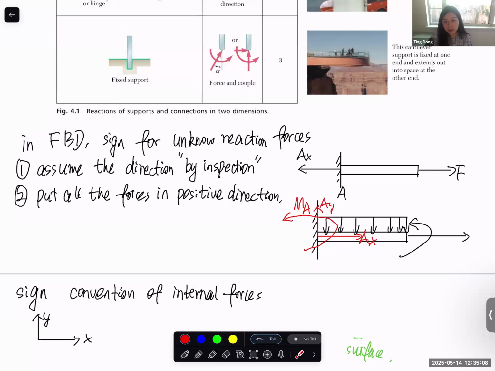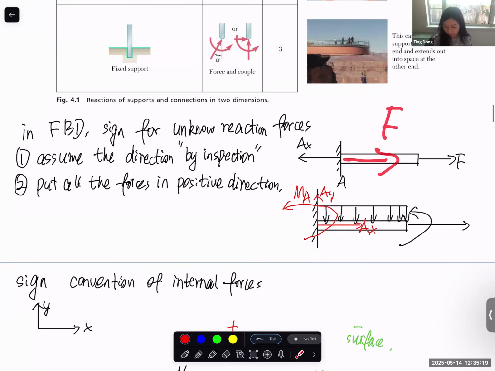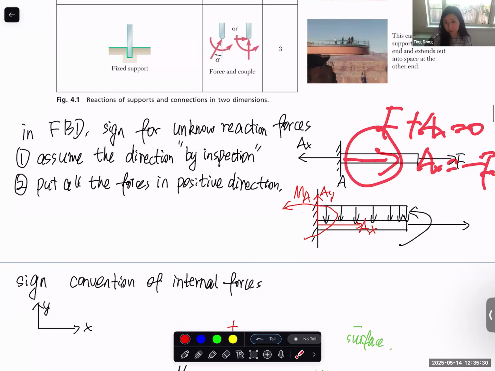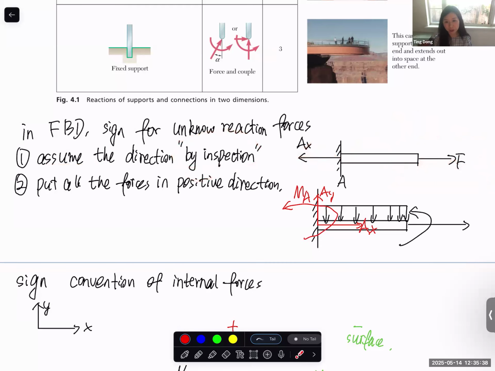But when I say it doesn't matter, I mean, let's say when you see a structure like this, and somehow you assume by expectation that the reaction force is in this direction, it's okay, because now you have F plus AX equals 0, and then AX equals negative F. It basically means that the actual reaction force is in the opposite direction of your assumption at the very beginning. So in the end, you get the same direction, no matter whether your first assumption by expectation is correct or wrong.